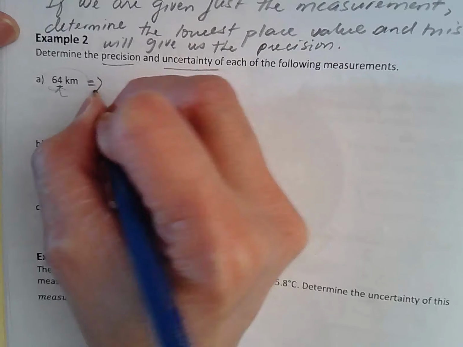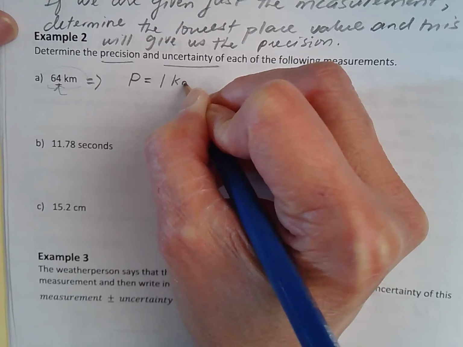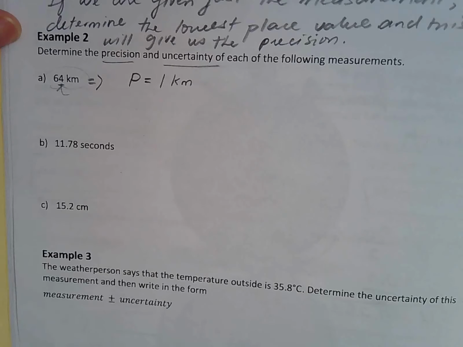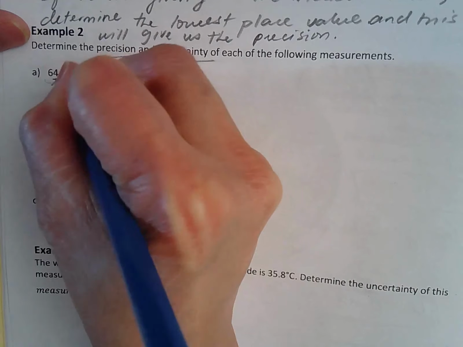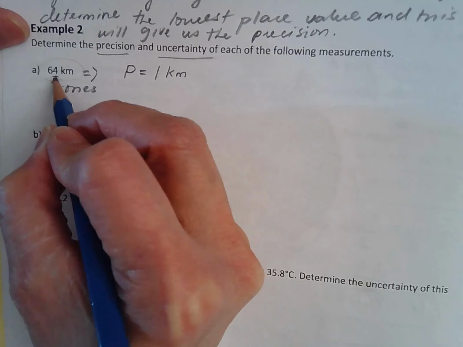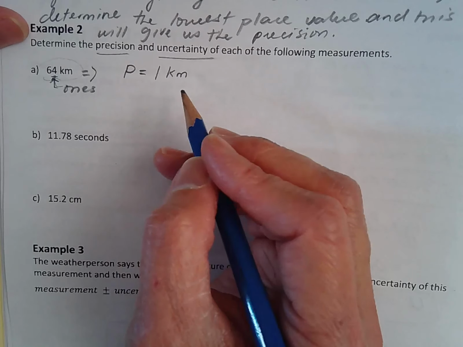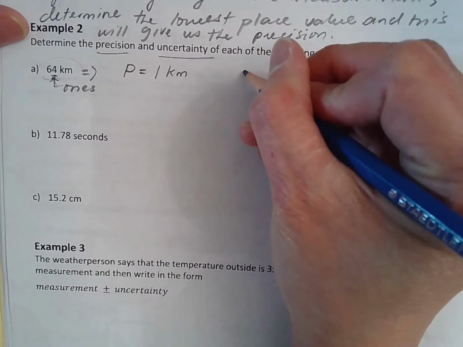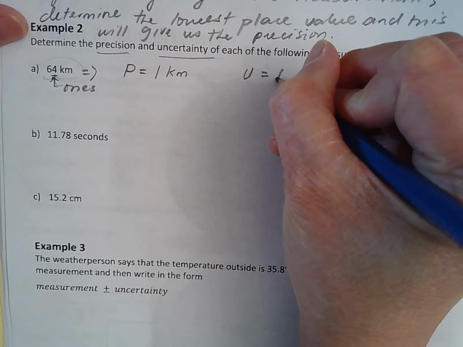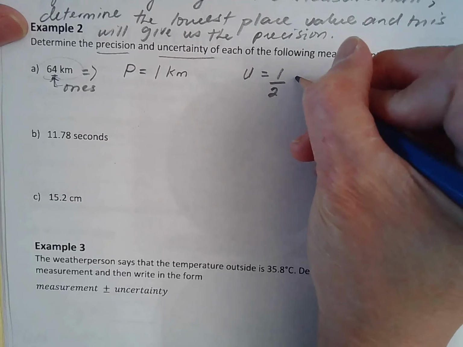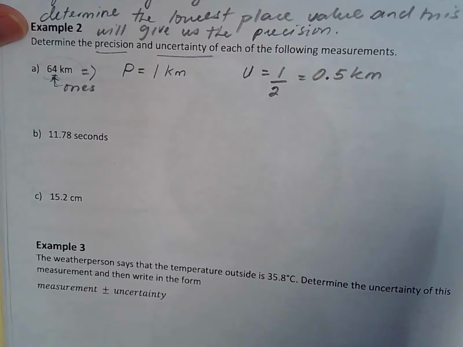So the precision is 1 kilometer. Okay. That's the place value, ones. And once we have the precision, we can determine the uncertainty. Uncertainty is equal to 1 divided by 2, which is 0.5 kilometers.